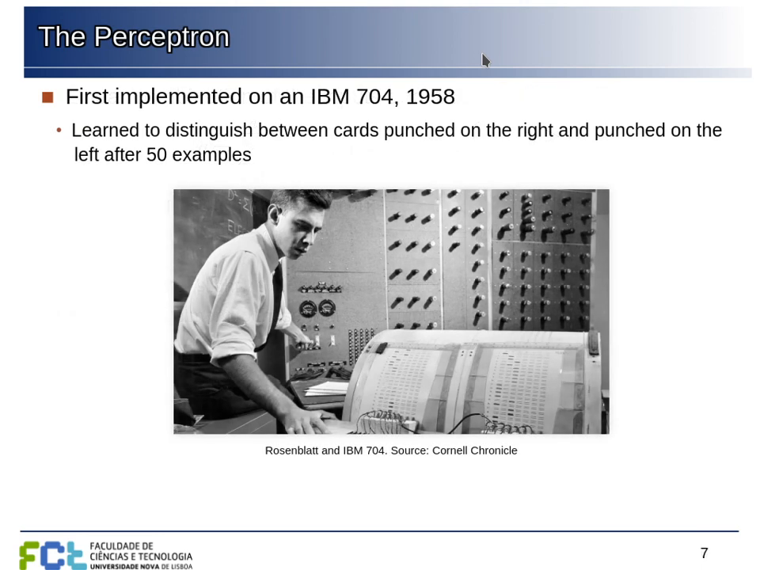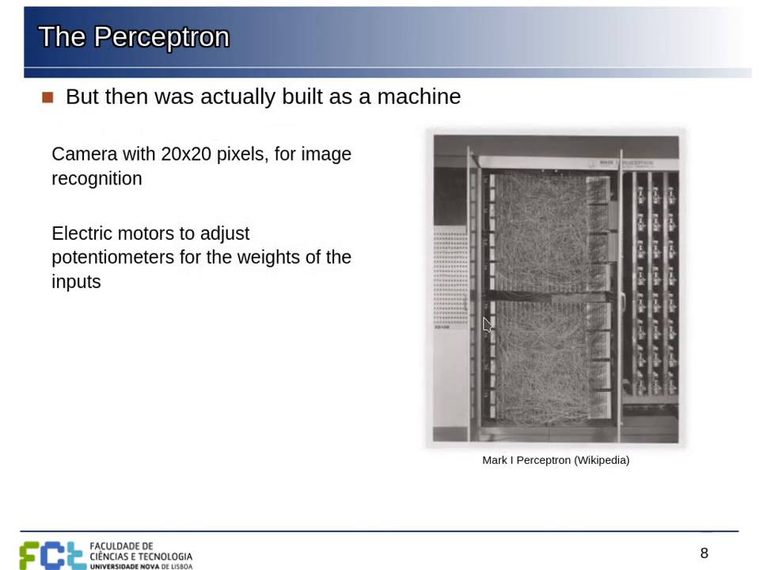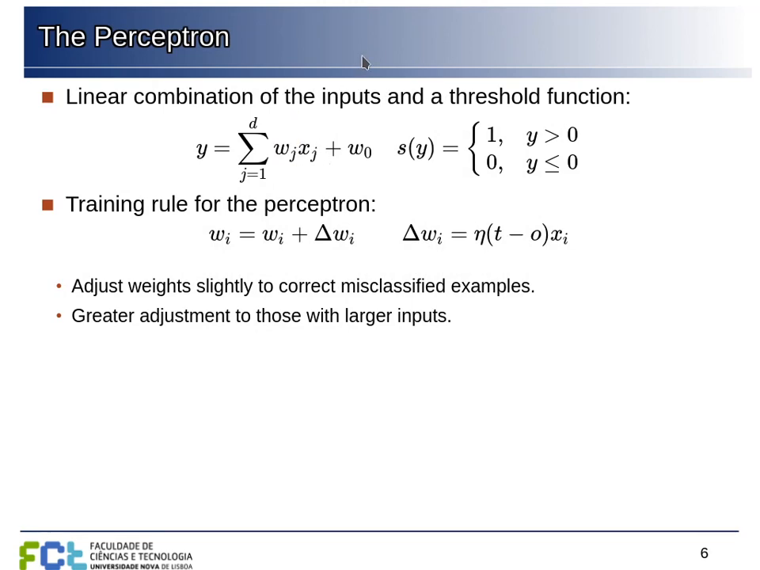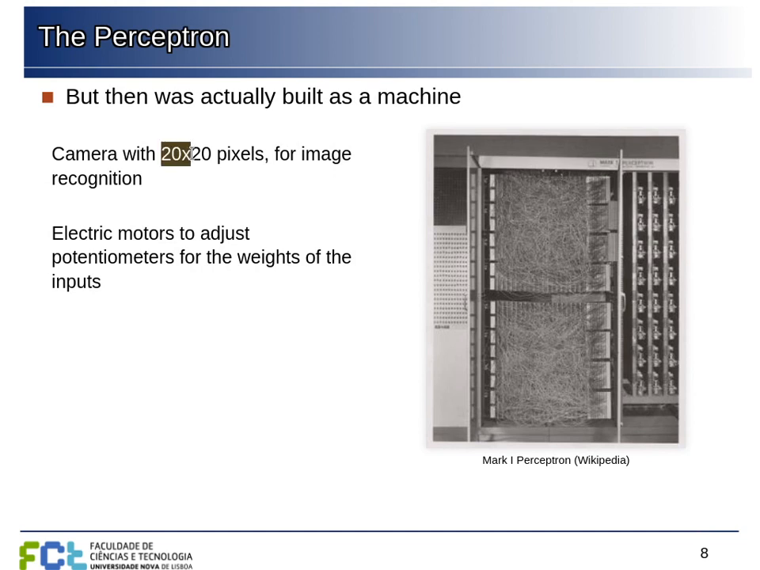And this was actually implemented. It was first implemented on an IBM 704 computer, so one of these big machines, but eventually it was implemented on an actual machine that used electric motors to adjust the potentiometers that were working as these weights, and the input was a camera that had 20 pixels by 20 pixels, so the input was a vector of 400 values, where the researchers could present some simple images and indicate what the category should be, and the perceptron would learn to identify the correct category for the different images. So this actually worked and seemed very promising.